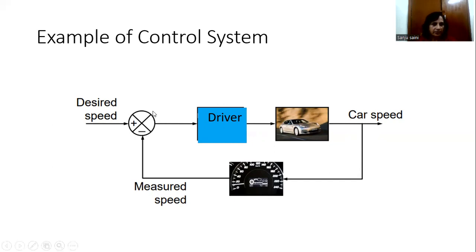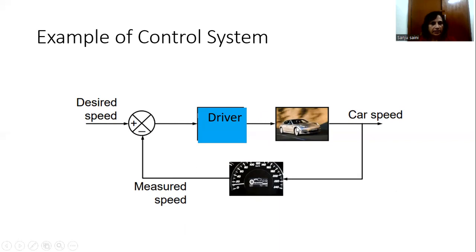This comparator is being shown over here. This is the comparator that is comparing the desired speed with the measured speed and calculates the difference between the two. So the driver, since he is also the comparator, will increase or decrease the pressure on the accelerator pedal by looking at the difference between the desired speed and the measured speed. In case desired speed is more and measured speed is less, then he'll increase the pressure on the accelerator pedal. Otherwise, he'll decrease the pressure on the accelerator pedal.